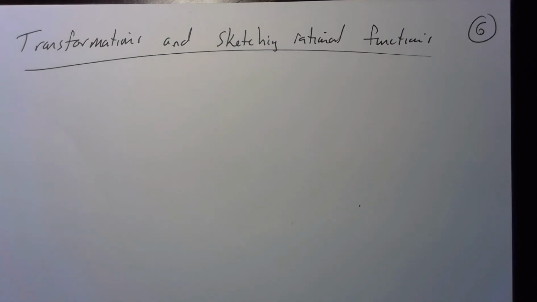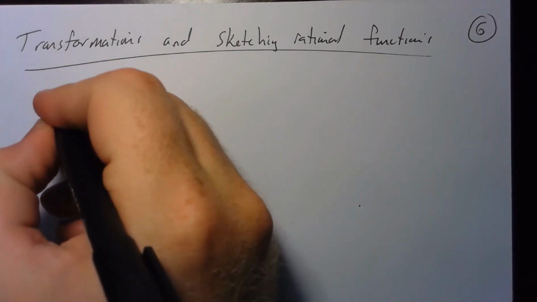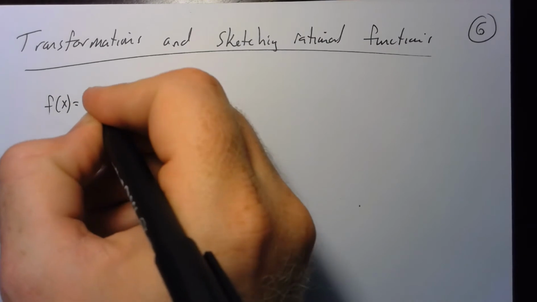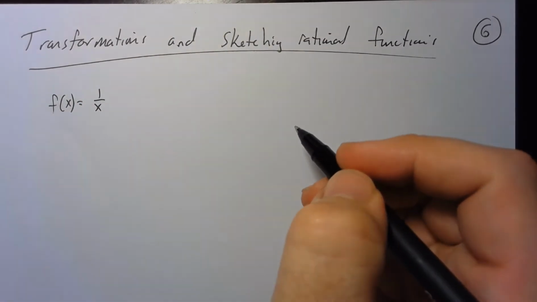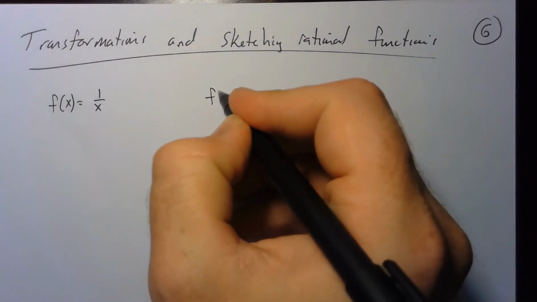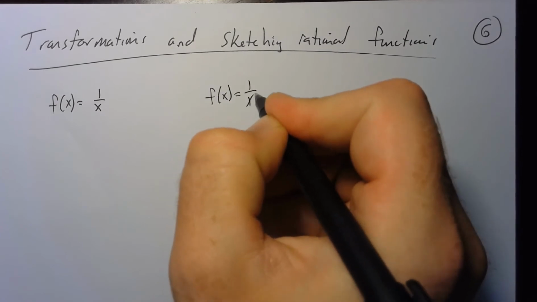In this video, we're going to cover transformations and sketching of rational functions. Before we can get into the transformations of those rational functions, we're going to have to look at two basic rational functions that appear regularly. The first one is f of x equals 1 over x, and the second one is f of x equals 1 over x squared.